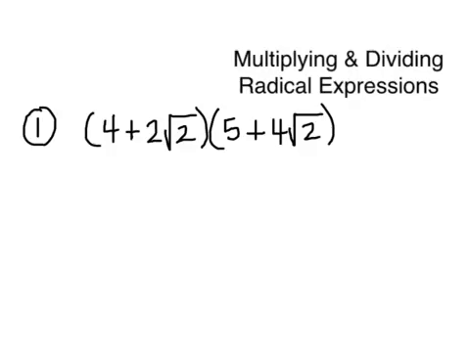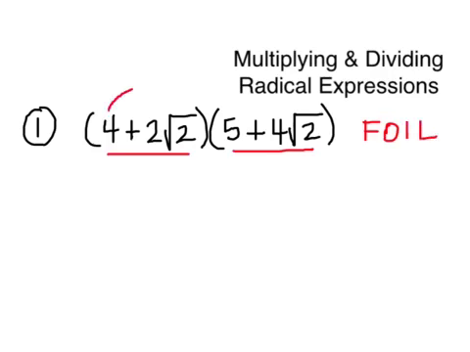When multiplying two radical expressions, and that would just be an expression with some kind of root, square root, cube root, something like that in it. If you have to multiply them and they look like this, these are binomials, and that would be multiplying two binomials. We always use the word FOIL.